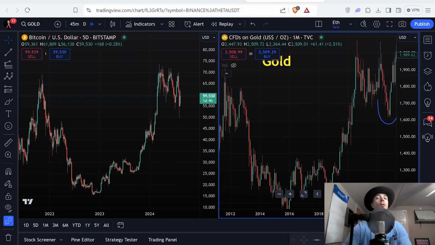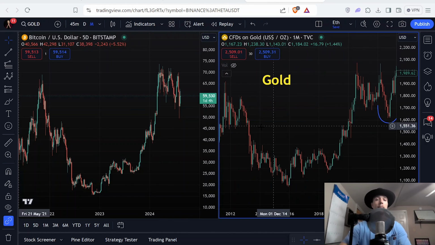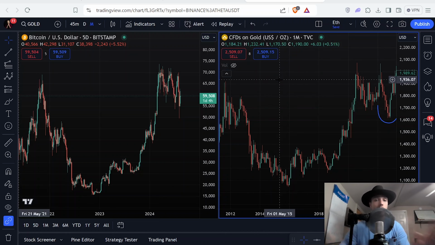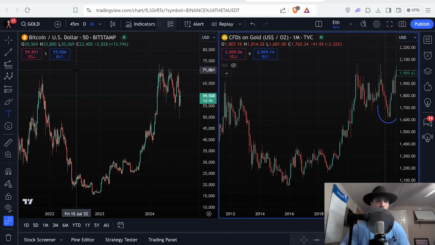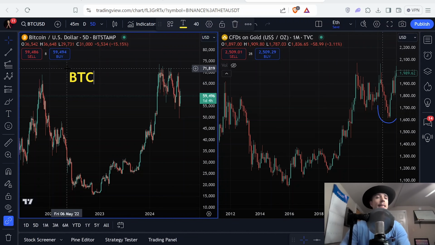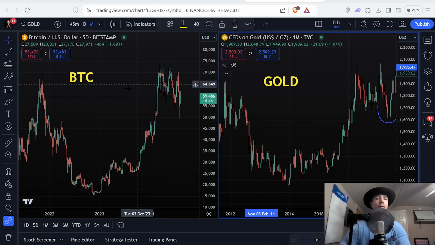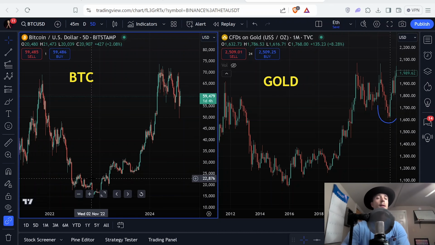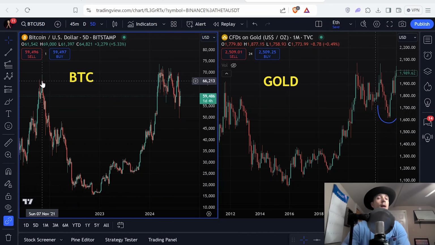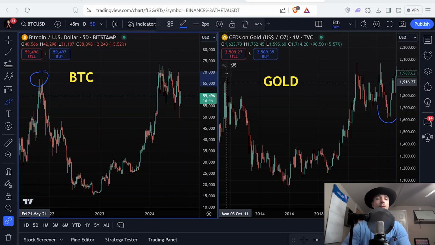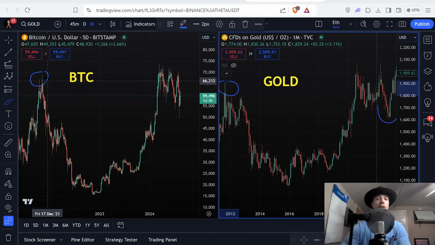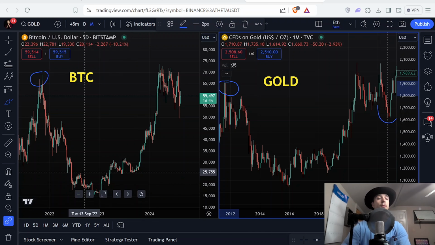And by the way, gold trades like Bitcoin because Bitcoin is digital gold and Bitcoin trades like gold. So it's kind of a vice versa sort of thing here. We have BTC over here and we have gold right here. And you can see that both of them did this huge rounded bottom after they had made their old all-time high. So here's the old all-time high on Bitcoin. Here's the old all-time high on gold. You can see this huge rounded bottom forms and you start to recover out of that.